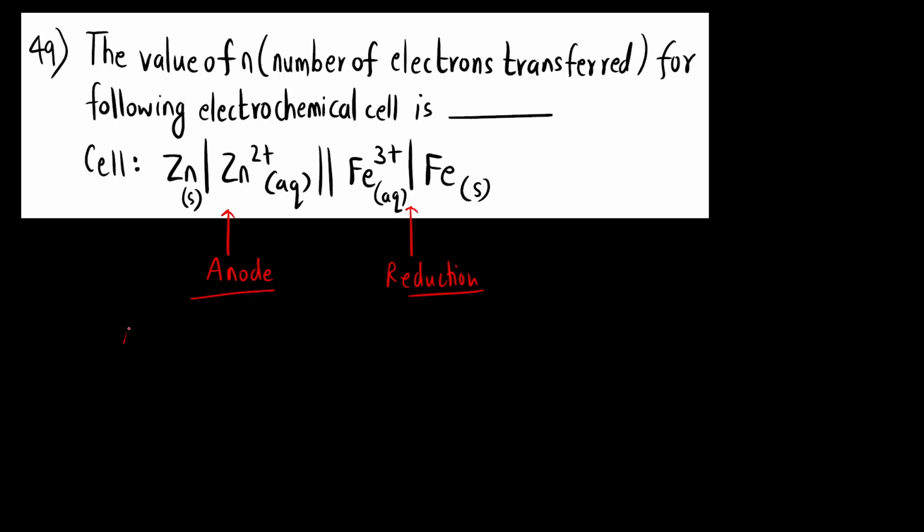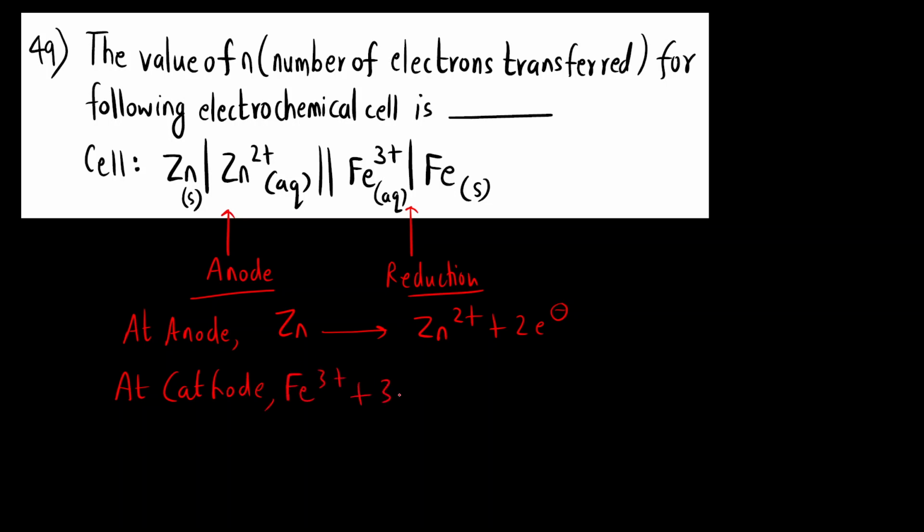What we have to do is write down the cell reactions. At the anode, zinc will undergo oxidation, loss of electrons. And at the cathode, what will happen? Fe3+ will gain 3 electrons. Gain of electrons is reduction.